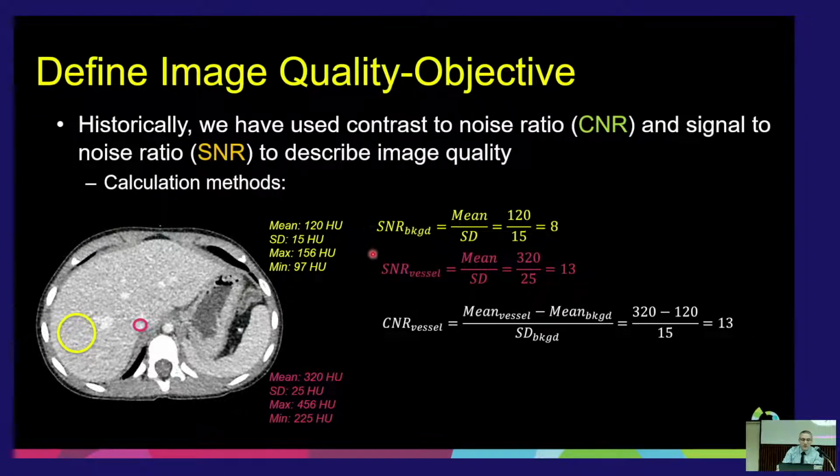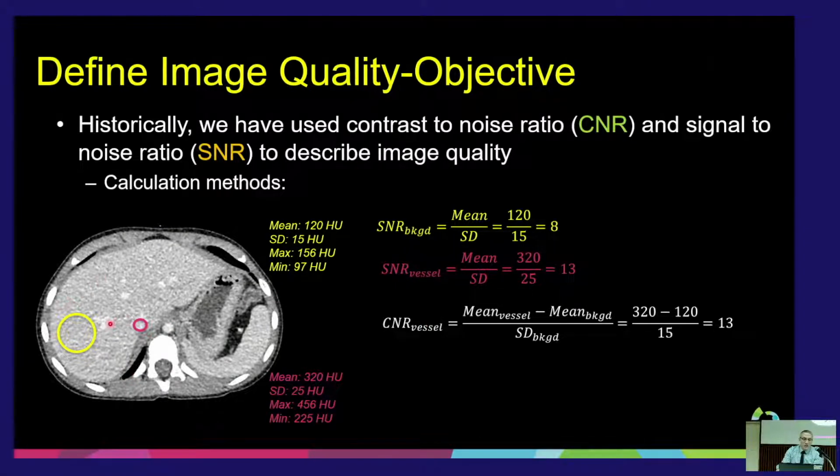So we could calculate the signal to noise ratio of the background. That's the mean of the background divided by the standard deviation, which is noise. 120 divided by 15, that's where I get the numbers here. So it's got a signal to noise ratio of 8. And in this case, I know this is a blood vessel, but let's assume it's a lesion. We would look at its mean and its standard deviation, and lo and behold, its signal to noise ratio is a little higher. So good, maybe it's a perfusing lesion, and what that means diagnostically is something different than a non-perfusing lesion. So this is good. We can characterize the signal to noise in the image.